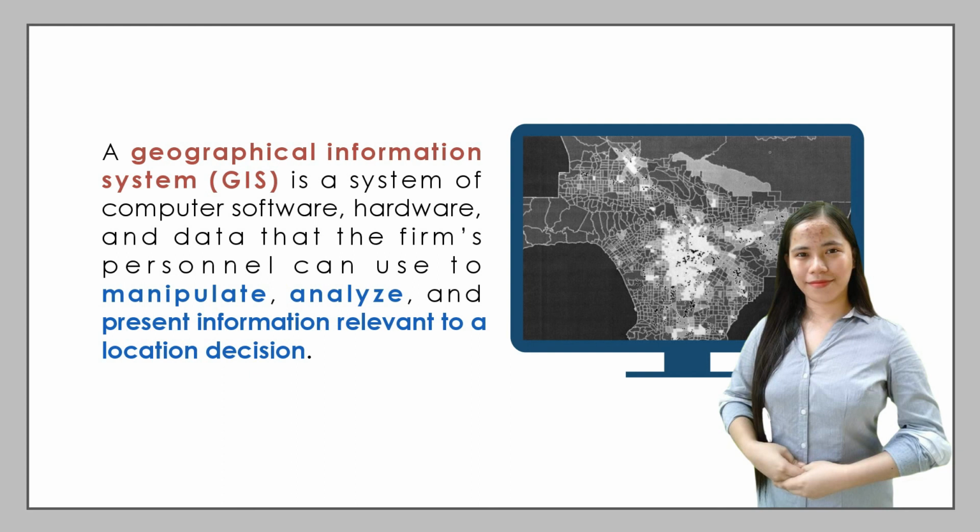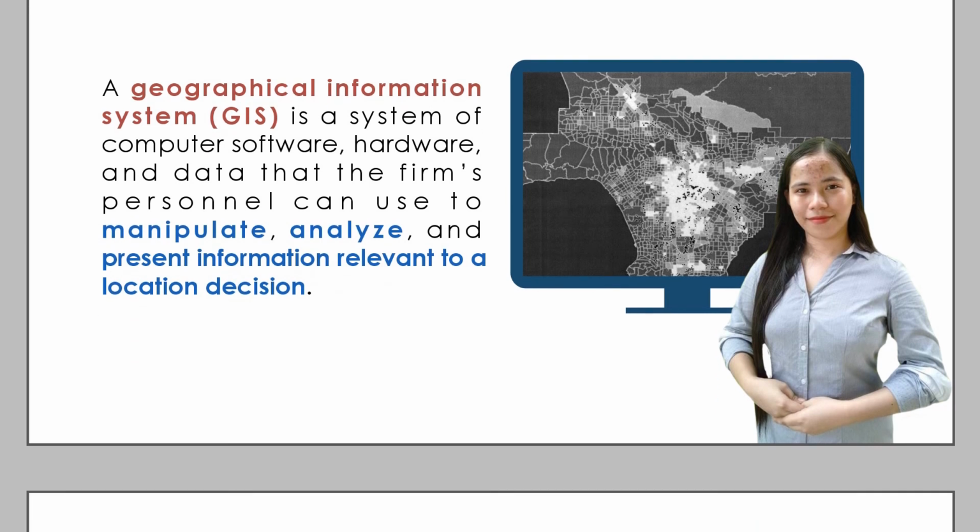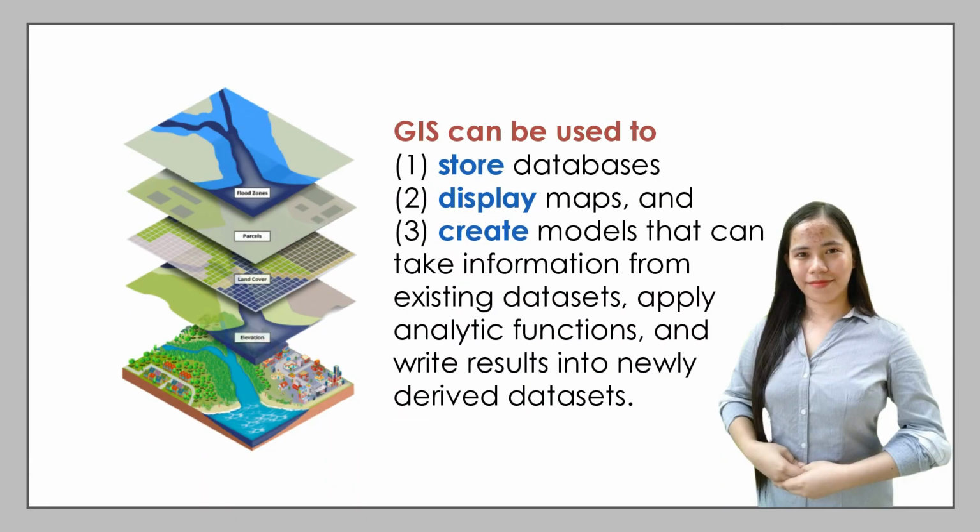So it can substantially help companies to locate the best site for their store, and they can also find prospective customers for their business. Furthermore, it can be used to store databases, display maps, and create models that can take information from existing datasets, apply analytic functions, and write results into newly derived datasets. So these three functionalities are the critical parts of an intelligent GIS, and they are used to varying extent in all GIS applications.